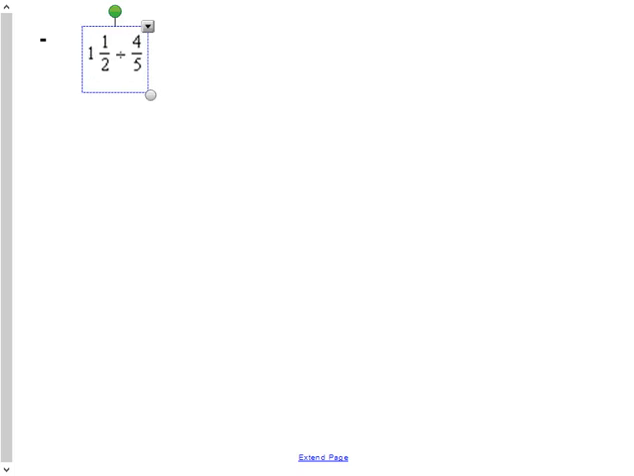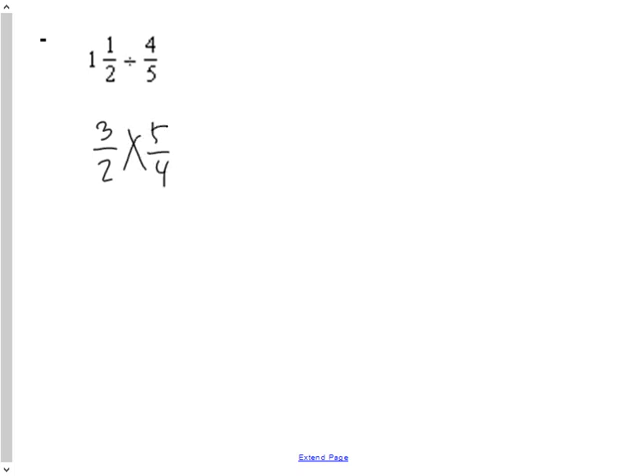Your next question, 1 1/2 divided by 4/5. Mixed fractions are awful, so change it to improper. Change the division to multiplication by the reciprocal, and you end up with this question. Multiply your numerators, you get 15. Multiply 2 and 4, you get 8. That becomes 1 and 7/8 as a mixed fraction.